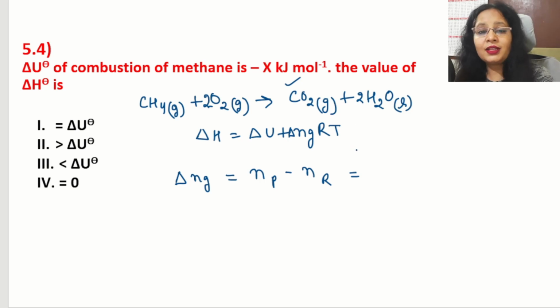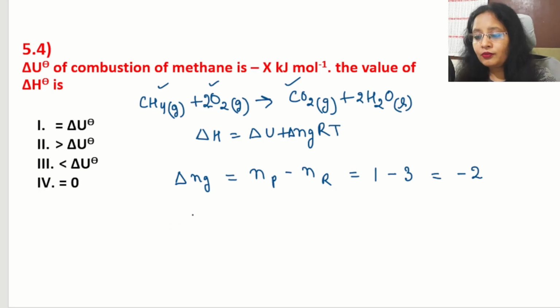After balancing the reaction, we will find the number of moles. Now in the product side it is 1, in the reactant side it is 2 here and 1 here. We will take only the gases, we will not take the liquid portion, because this is delta U plus delta Ng RT. We have to calculate the moles of only gases. So in the reactant side it is 2 plus 1, 3. So it comes to minus 2. So the delta Ng value we get is minus 2.